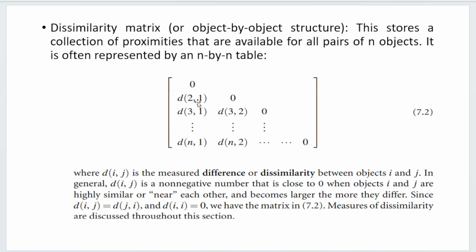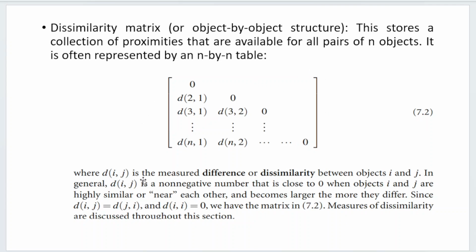But d of 2 comma 1, in the second row, first column, is nothing but the distance between those two objects. So the distance of 2 comma 1, distance of 3 comma 1, and so on till distance of n comma 1. Like that we have written for the other entries also. So this is called the dissimilarity matrix.